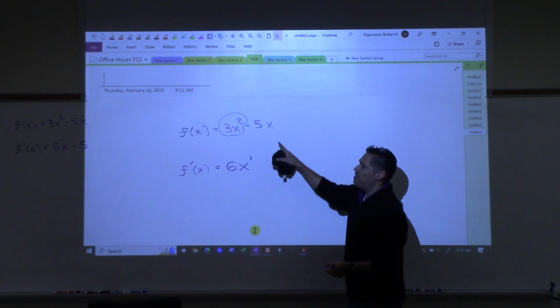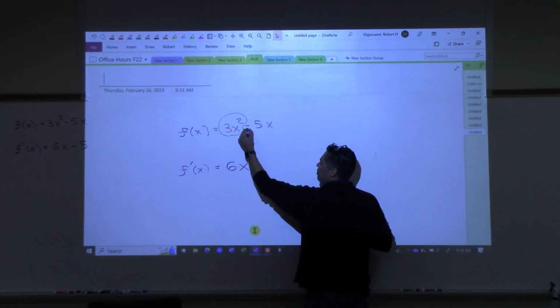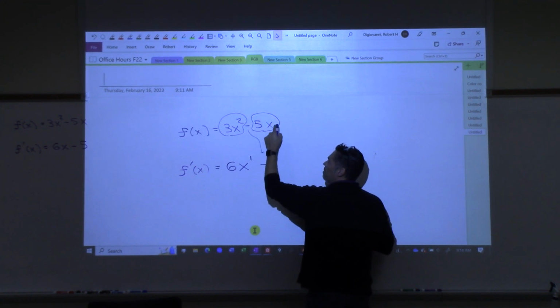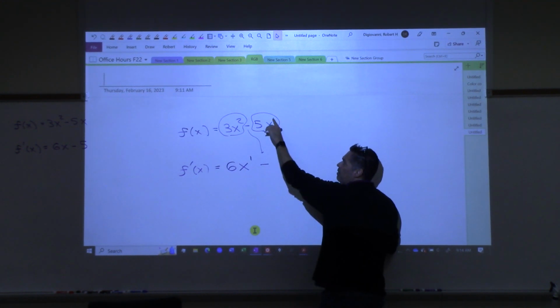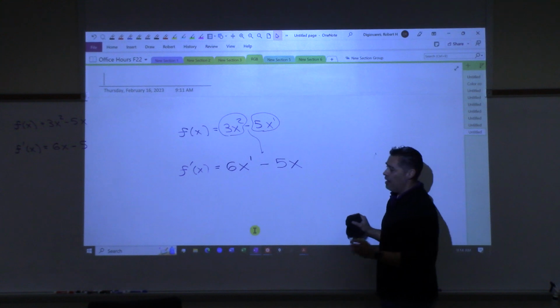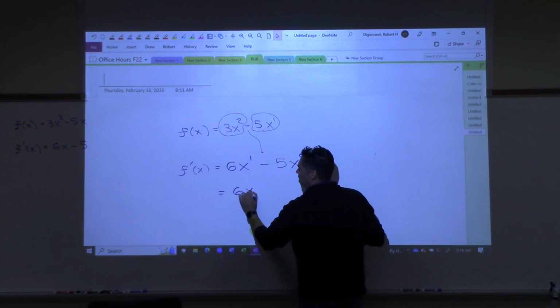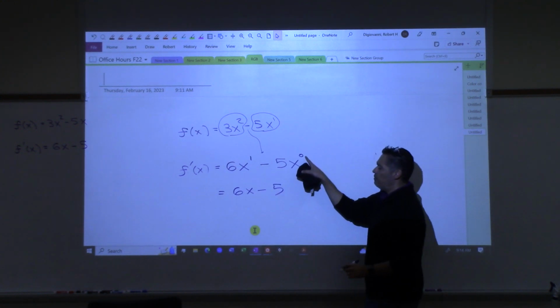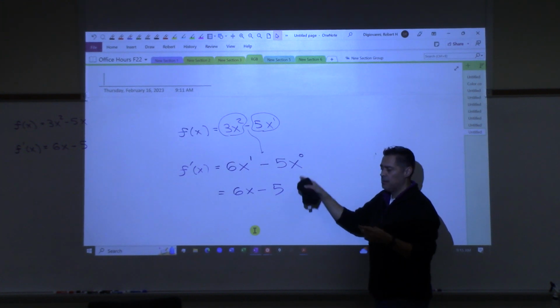Now I'm going to do the same thing on this one. Oh, and I put a minus sign between them. On this one, I'm going to look at that one by itself. What's the power on x here? 1. Okay, so let's play that same game. 1 comes out, hits the 5. 1 times 5 is 5. And then it would be x to what power? 0, right? Because I subtract 1 from that. And then what I realize is this is just 6x minus 5. Now x to the 0 power is 1, so this is really like 5 times 1. And I'm done.